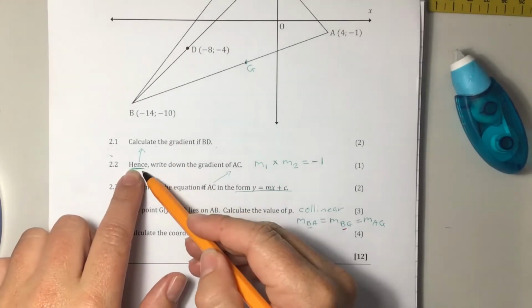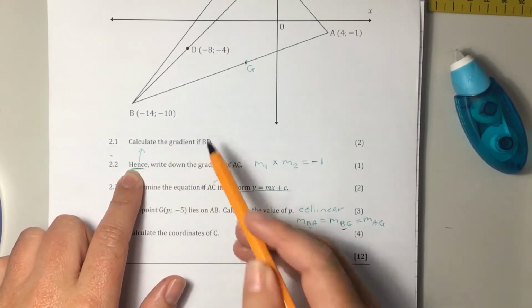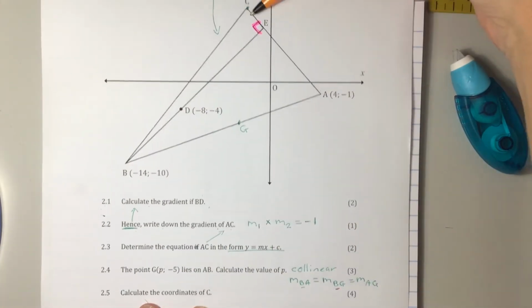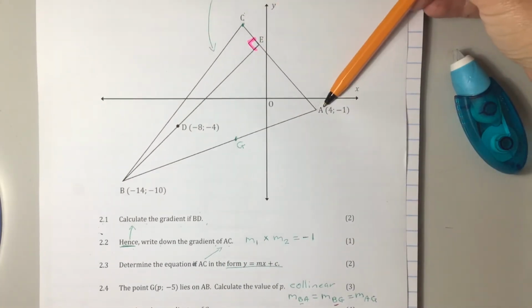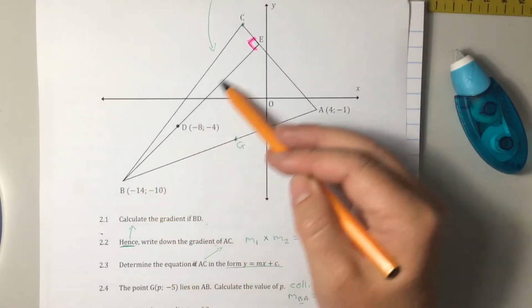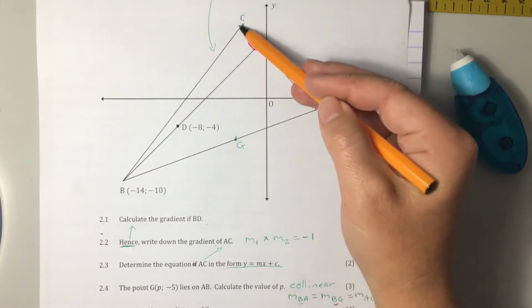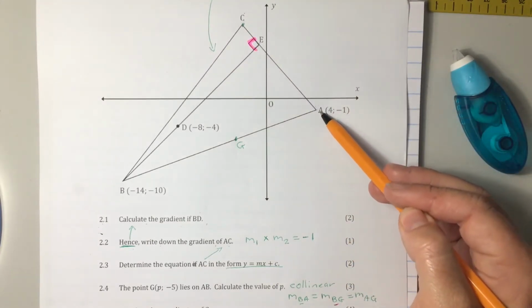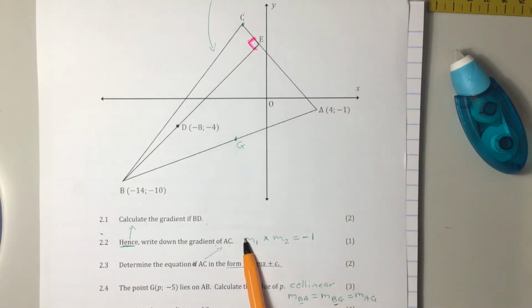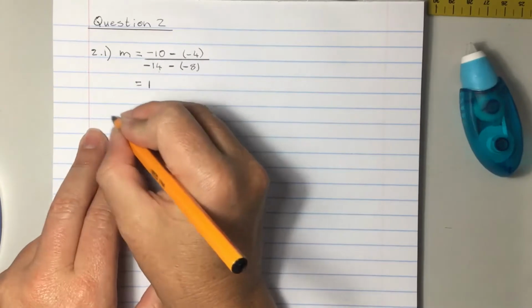2.2. Hence, so we've got to use our gradient from here, write down the gradient of AC. Now, AC over here, we might not immediately see, but BD is down here. But if that line continues up to E, they are 90 degrees to each other. So we know that we can use the gradient of the first line times the second should give us -1. So that is pretty straightforward.